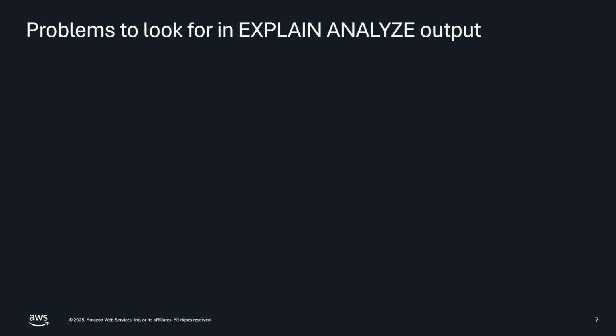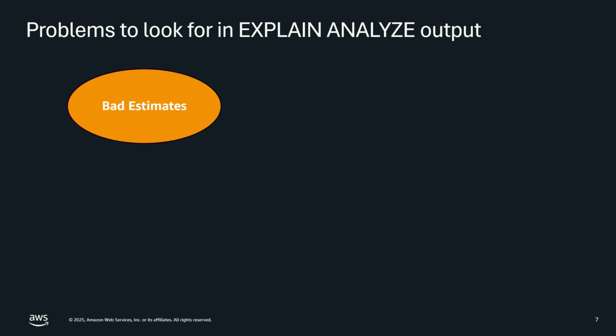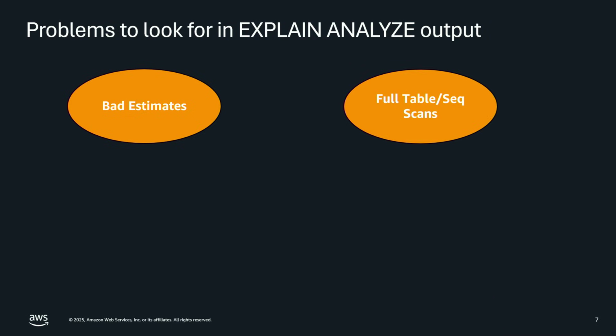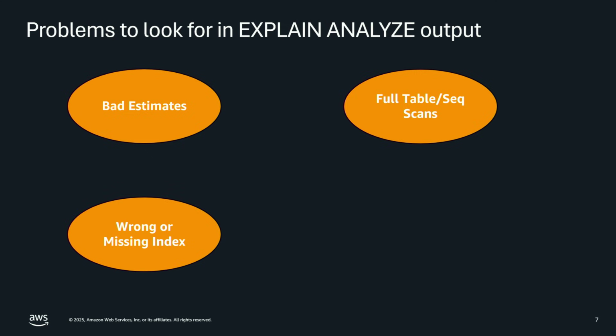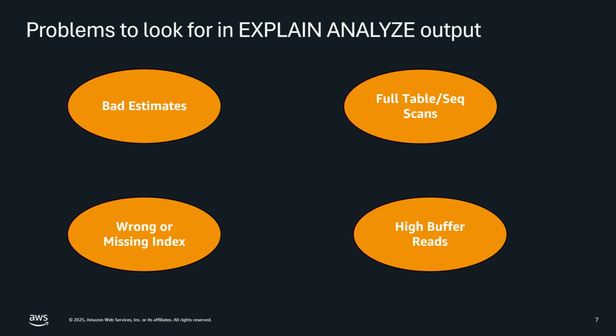In the demo, we have several problems to look at in detail, but at a high level, we'll start with bad estimates. The planner is dependent on statistics. If the statistics are not up to date, you'll see bad plans and high execution times. You can also look at sequential scans, full table scans, which are CPU intensive, where an index can help. But if an index is already there, a strategic index can help improve the performance. And you can look at buffer reads with the buffers option in the explain analyze plan.